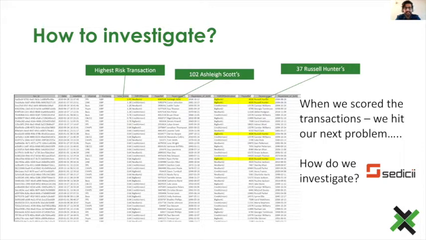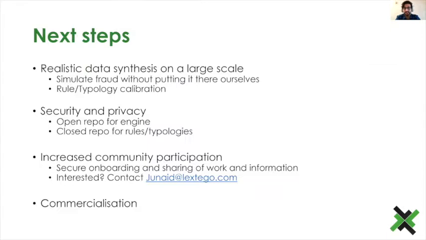So what are our next steps? We need more realistic data synthesis, and to do it on a larger scale. As I said, there are 270 typologies, and we have a lot of raw typology calibration to do. This was just our proof of concept. We've achieved what we wanted, and the MVP will demand a lot more.